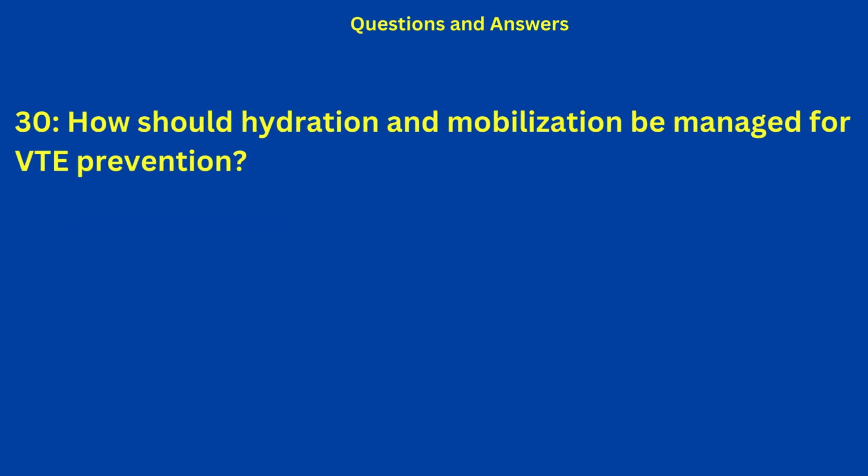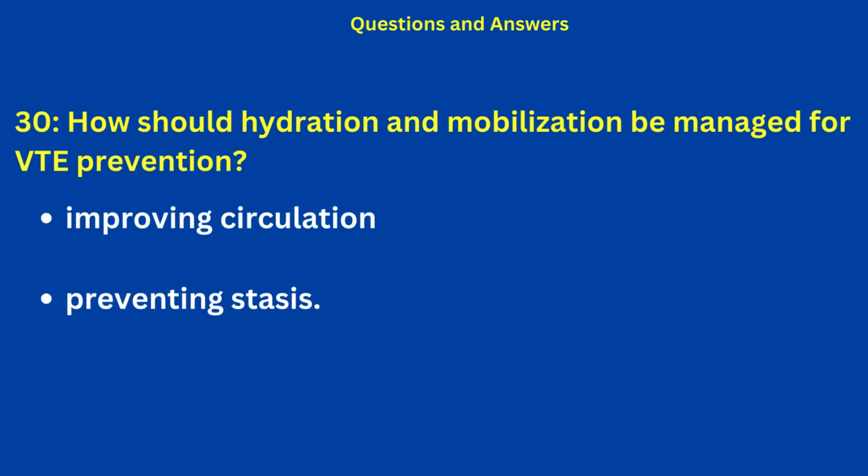Question 30. How should hydration and mobilization be managed for VTE prevention? All patients should be adequately hydrated according to their clinical condition and mobilized as early as possible within limits of their clinical situation. These measures are critical for VTE prevention as they help reduce the risk of blood clots by improving circulation and preventing stasis.